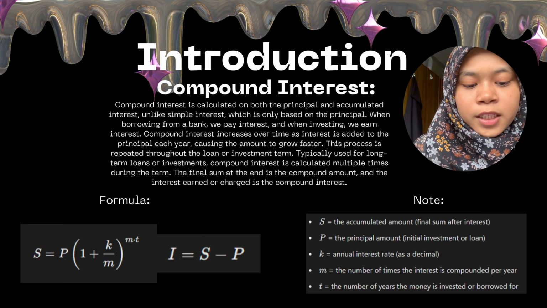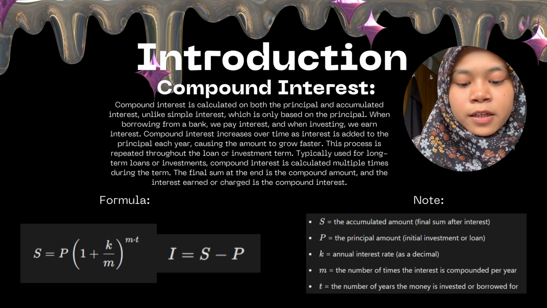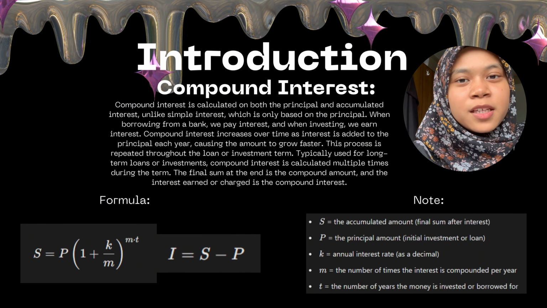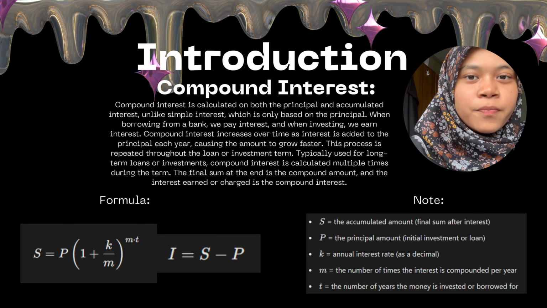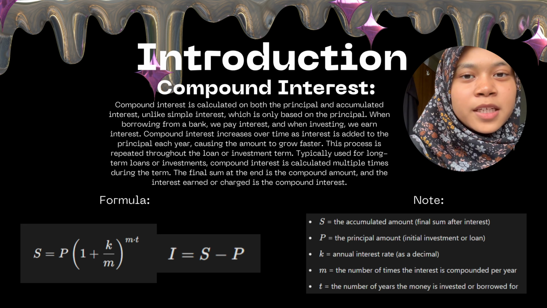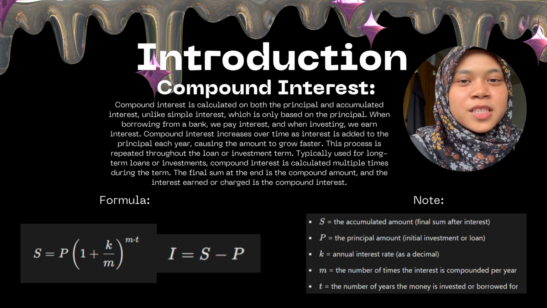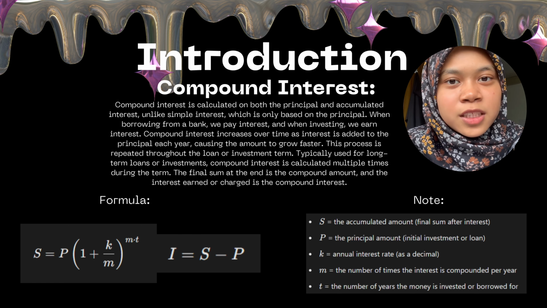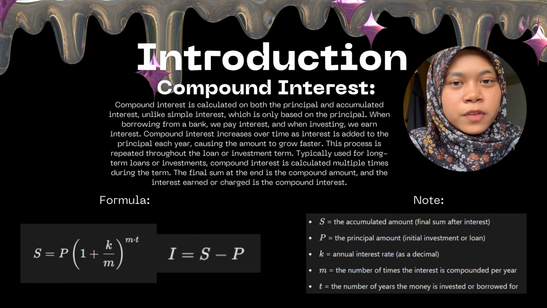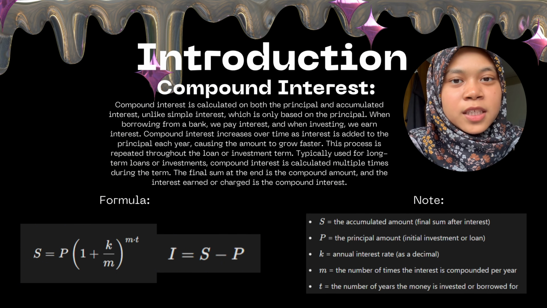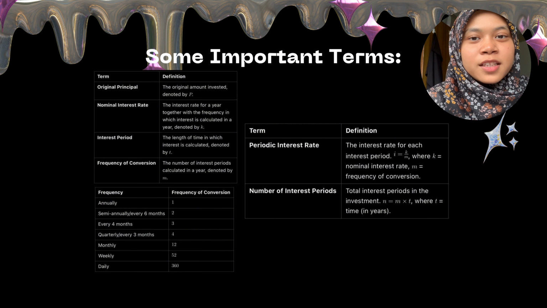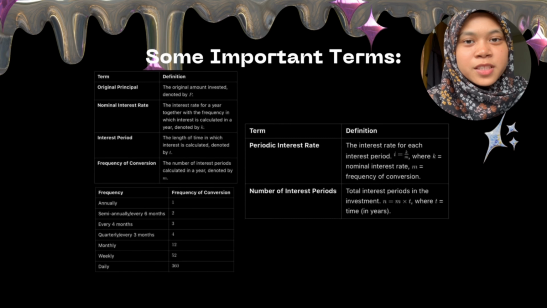Compound interest is calculated multiple times during the term. The final sum at the end is the compound amount, and the interest earned or charged is the compound interest. The formula is S = P(1 + K/M)^(M×T), and I = S - P. S is the accumulated amount, P is the principal amount, K is the annual interest rate or percent, M is the number of times the interest is compounded in the year, T is the number of years the money is invested or borrowed for. These are some important terms.